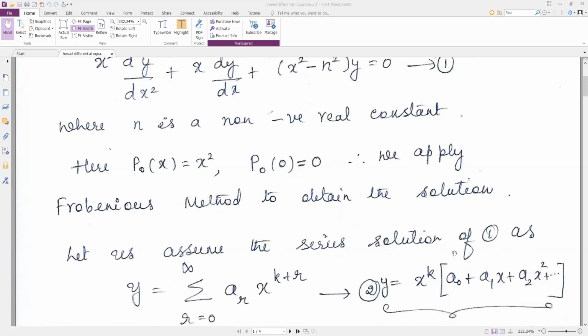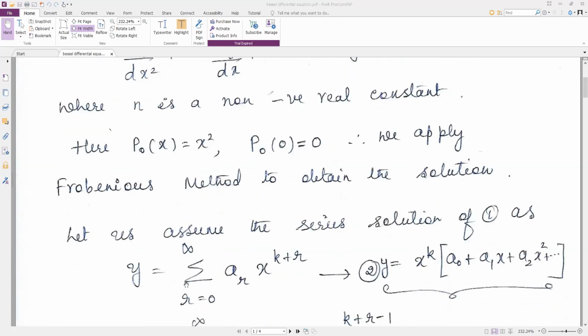See, we need to assume the series solution of this form: a_r x to the power k plus r. This term is extra in Frobenius. Okay. So in the Legendre differential equation, we had only a_r x to the power r, only a power series in x, correct? Now here also the powers of x, but one extra term is there, k. Here k is a constant. y equals summation r equals 0 to infinity a_r x to the power k plus r.